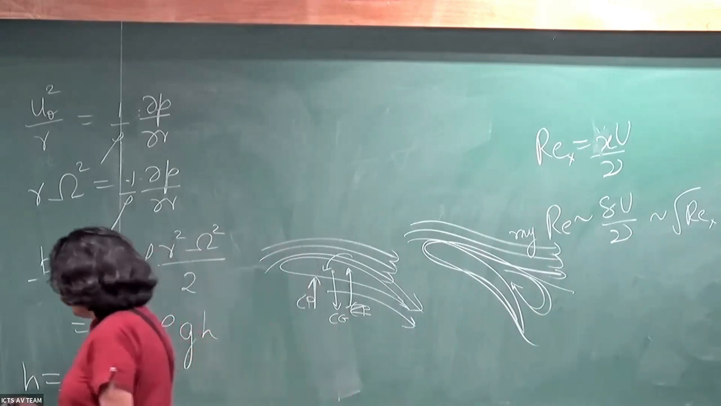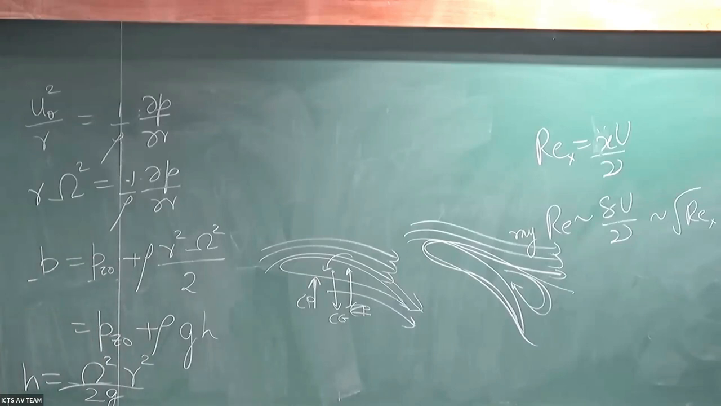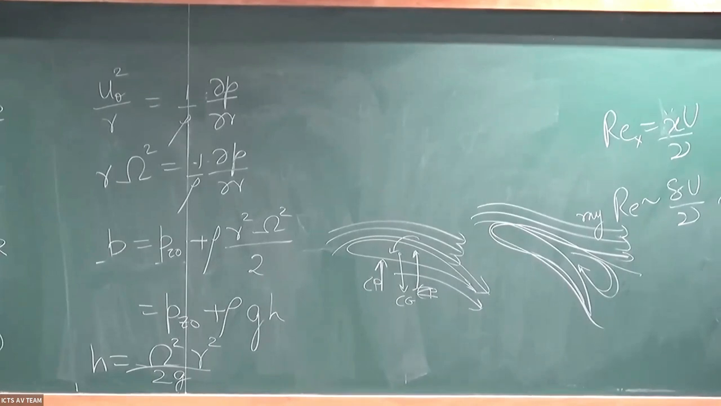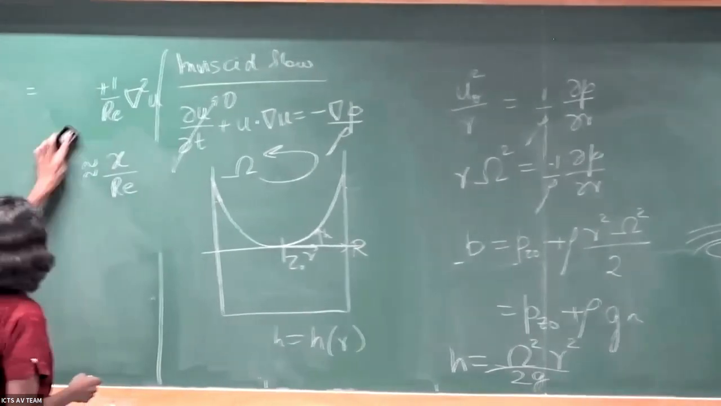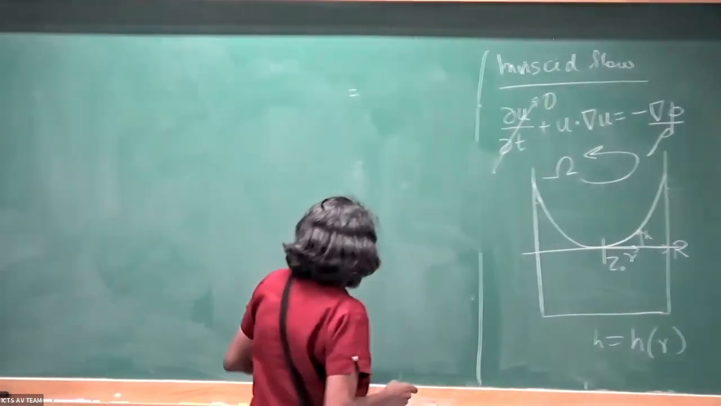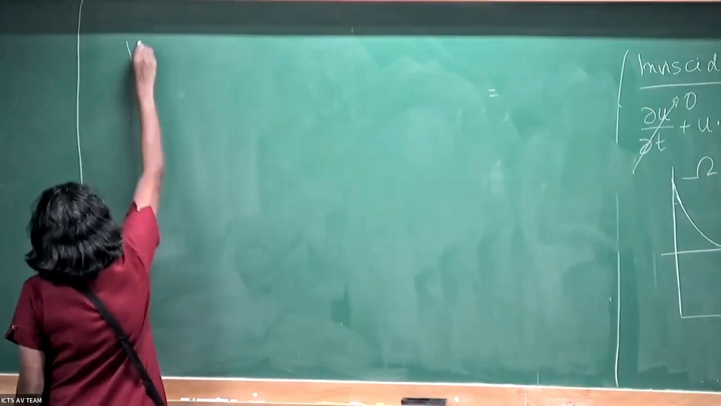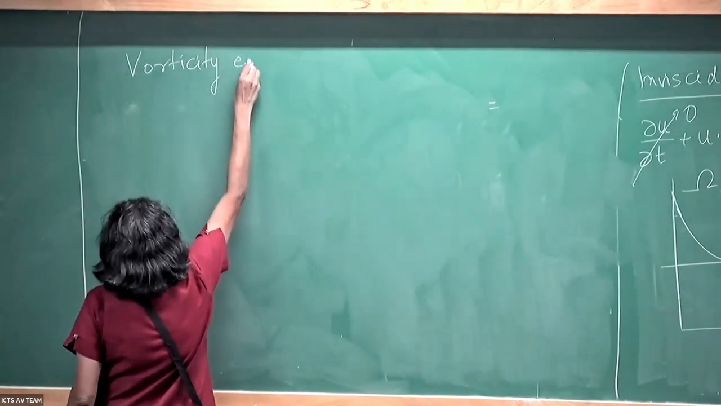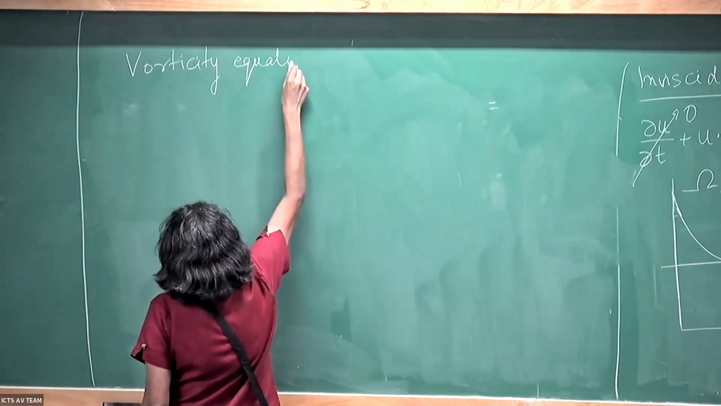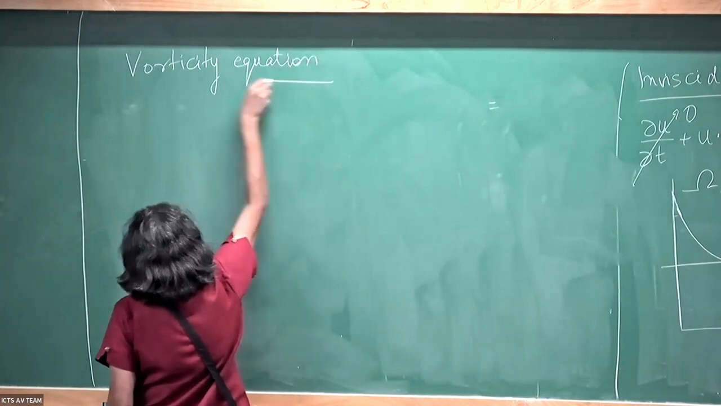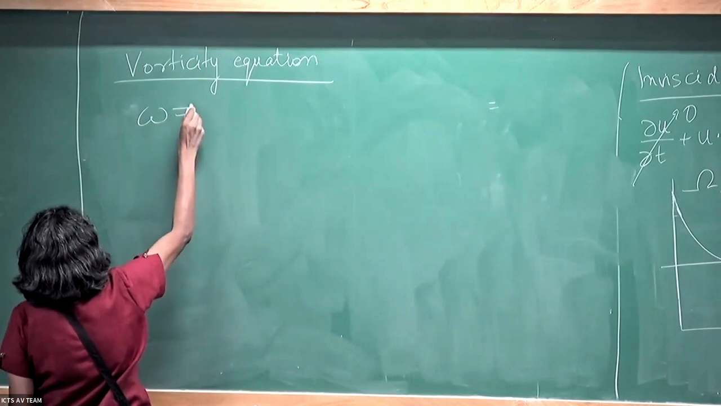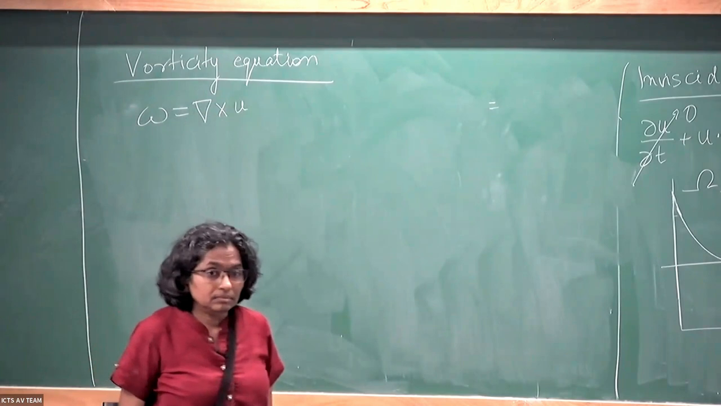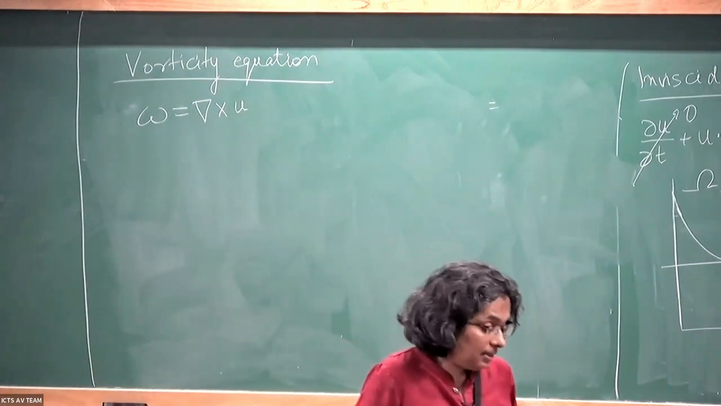Okay, let's move on to vorticity. Write down a bit about the vorticity and then go for a 5-minute break. So we're not going to derive it, we're just going to write it down. You can derive it at home for fun. The vorticity equation, and the vorticity omega is del cross u. We're going to write down the equation for that.